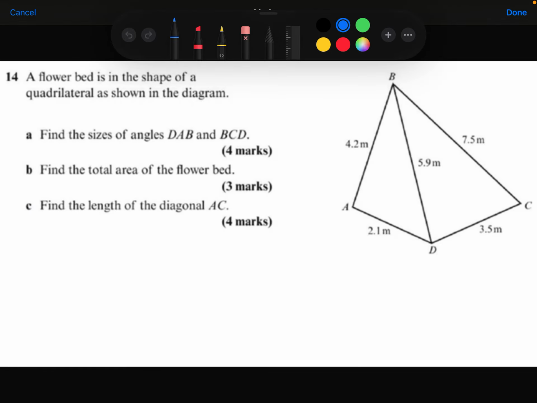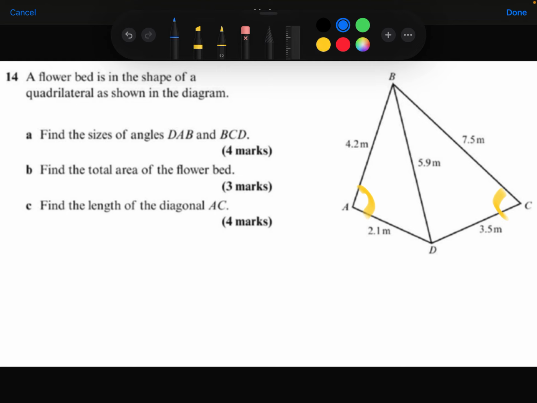A flower bed is in the shape of a quadrilateral as shown in the diagram. Part A, find the sizes of angle DAB. So DAB, I need to work out this angle, and then BCD, I need to work out this angle. So basically I need to work out the two angles here and here.